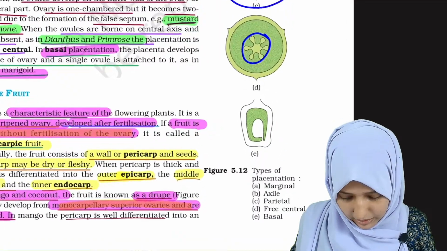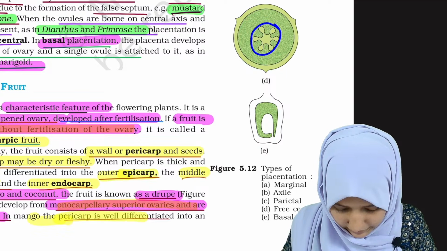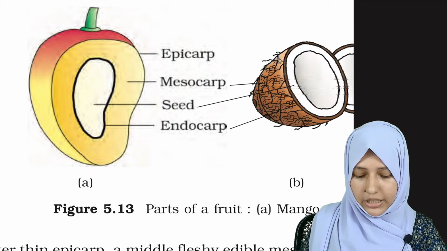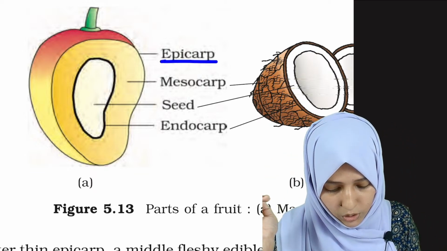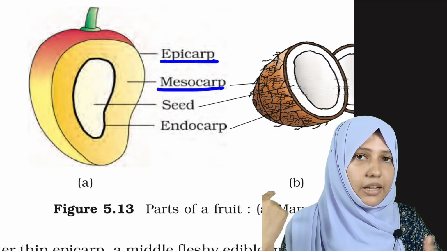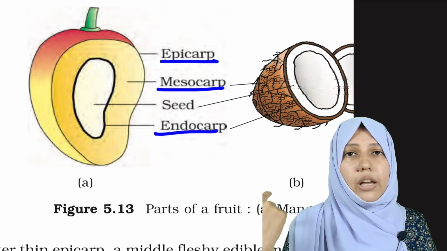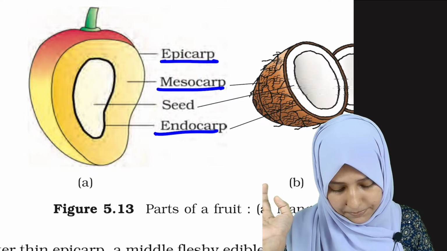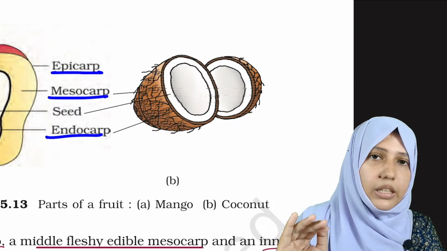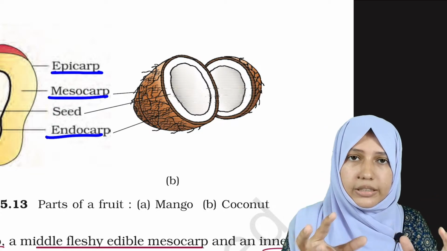And in mango, the pericarp is well differentiated. We will see the picture on the next page. The pericarp is well differentiated into outer thin epicarp, middle fleshy mesocarp, which is the part that we eat, the edible part, and the stony endocarp. Clear? And in coconut, the outer layer that we see is epicarp, the mesocarp is fibrous, and the stony shell is the endocarp. Clear?